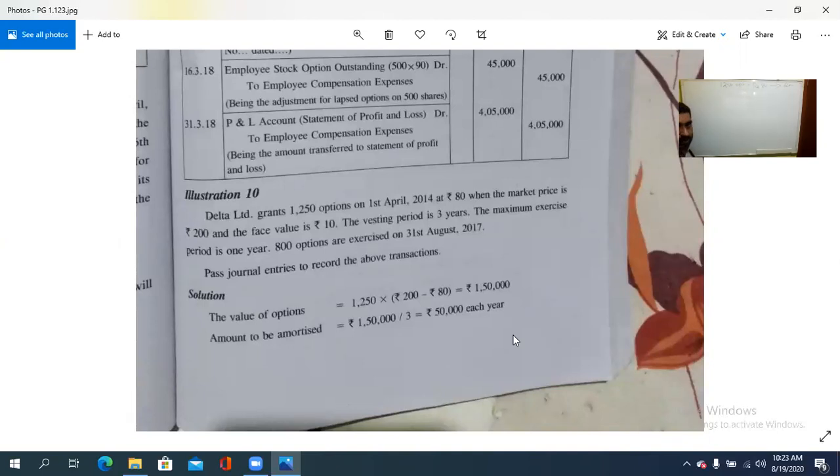The maximum exercise period is 1 year, and 800 options are exercised on 31st August 2017. So 15, 16, 17 we need to pass the entry. Then 800 options are exercised on 31st August. 800 options in the sense means how much? Market price minus exercise price, the difference 120 we have to take. Then pass journal entries to record the above transaction, it says.